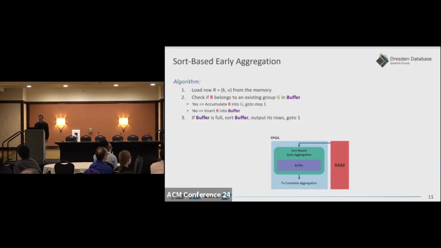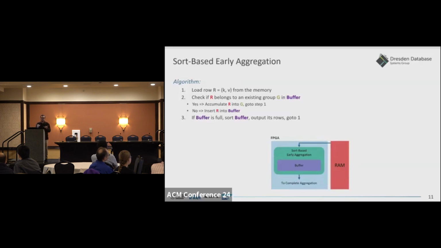So the way sort-based aggregation works is you would read a row from the RAM. You would compare it to all of the rows that you already have inside the buffer. If you find a matching row, you would then aggregate them in the buffer.